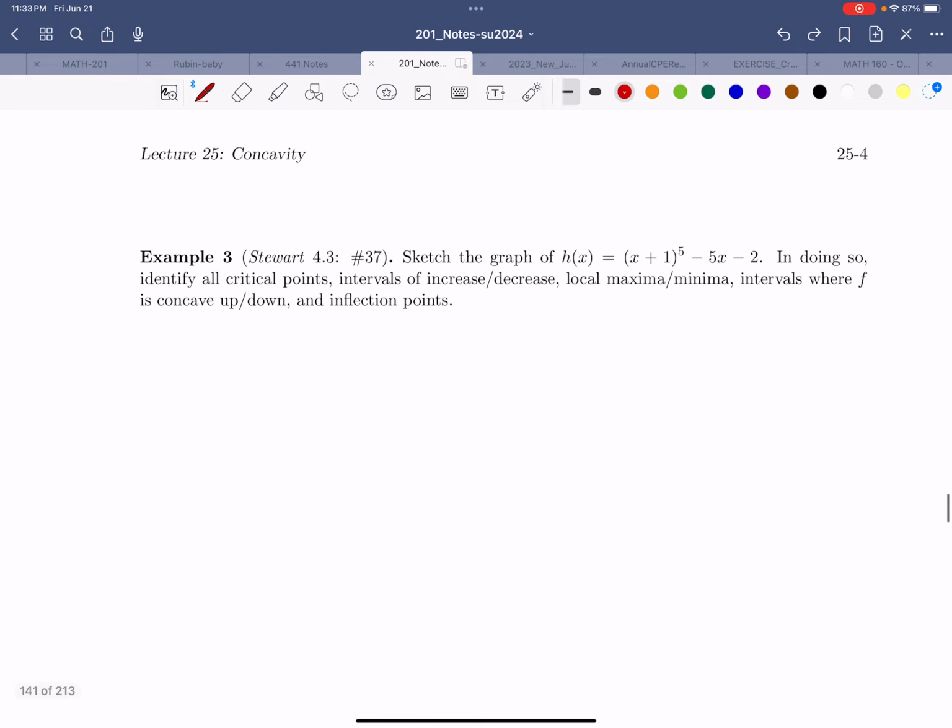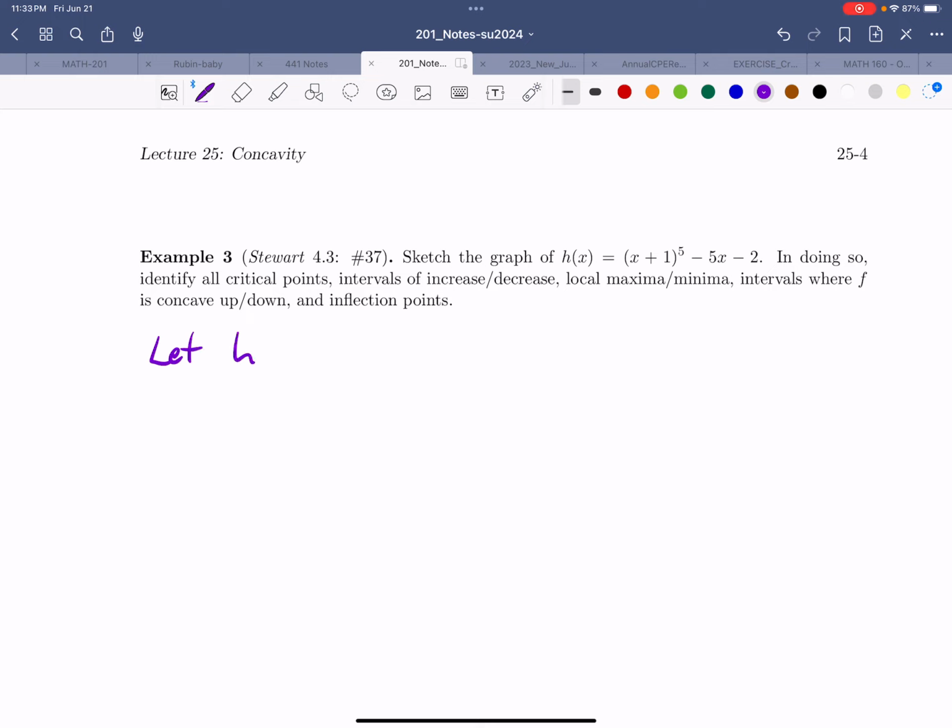Let's start out with example 3. Okay? Let's sketch the graph of h of x, maybe roughly. But in doing so, let's find all of the information about critical points, intervals of increase, decrease, maxes, mins, concavity, inflection points, right? So what we're going to do, we're going to take the derivative set equal to 0, do our first derivative test stuff, then take the second derivative set equal to 0, and then find our inflection points and intervals, okay?